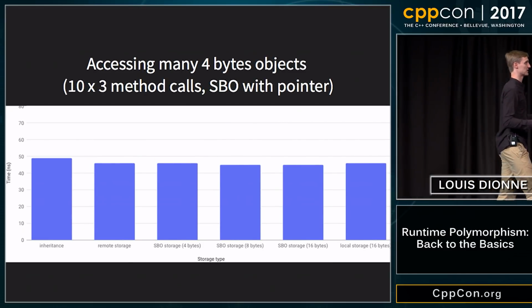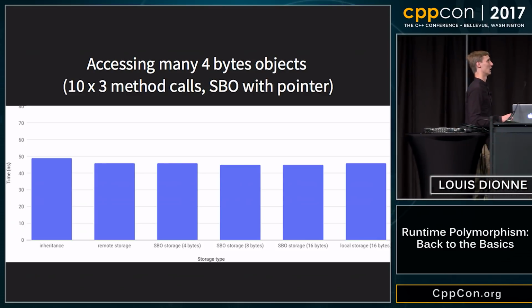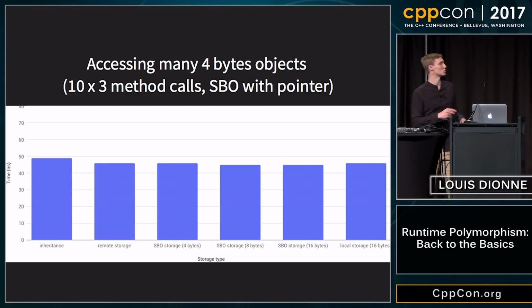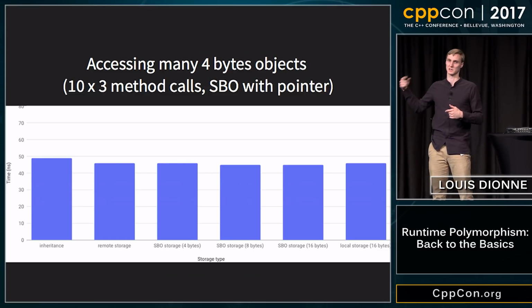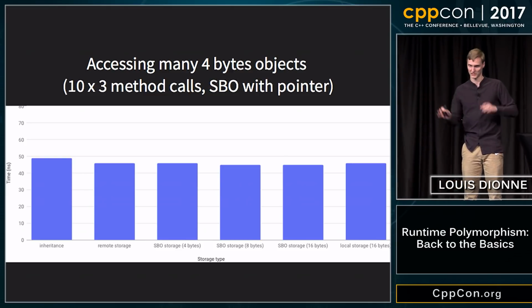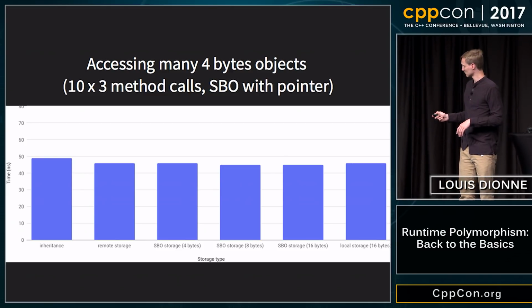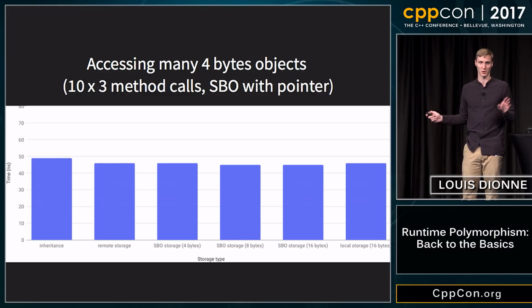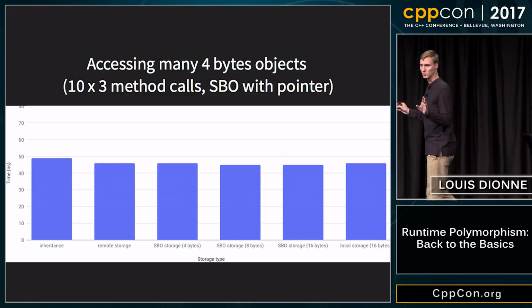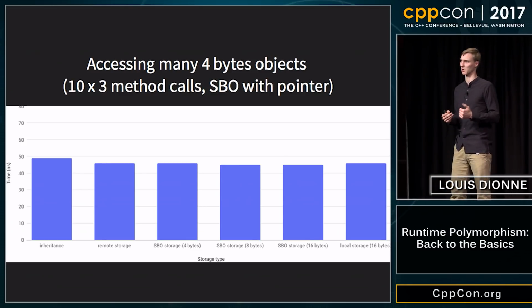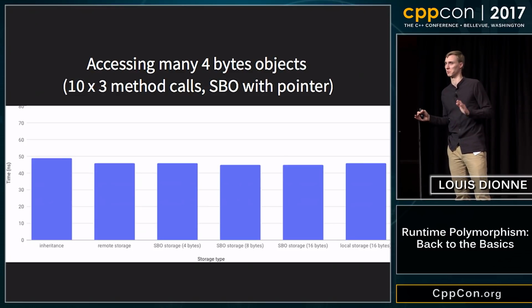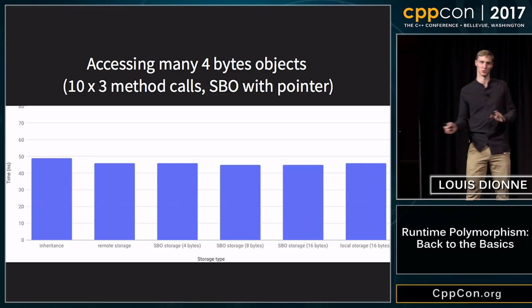Okay, now I'm accessing many 4 bytes objects. I have like 10 times 3 virtual method calls, and then Google Benchmark iterates this until the variance of measurements looks satisfactory. Basically, I'm not drawing any conclusions except that they're all in the same ballpark. I'm not trying to draw any conclusions except to say that, well, probably the speed of dispatching may or may not be an issue. Like in your application, you should just measure that.